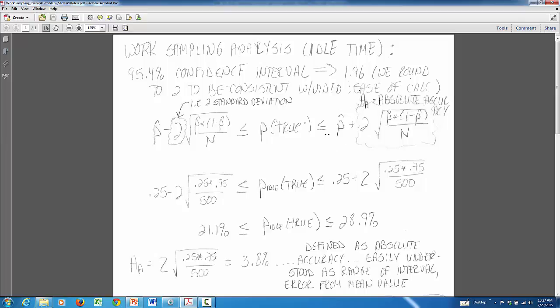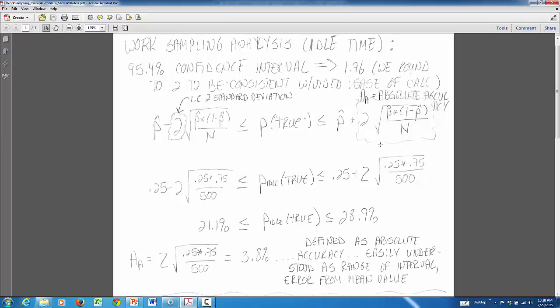Then the upper bound is the proportion idle that we got from our study data plus 2, again related to the 95% confidence interval that we determined we wanted coming into it, times the square root of the estimated proportion times 1 minus the estimated proportion, divided by n, the number of observations in the whole study. Now this piece right here is what our absolute accuracy is, and really it's our error, but the nomenclature for work sampling analysis says this is accuracy, but I'll just call it error from now on. Then 1 minus this error is our accuracy level of the study, as I'll discuss it going forward.